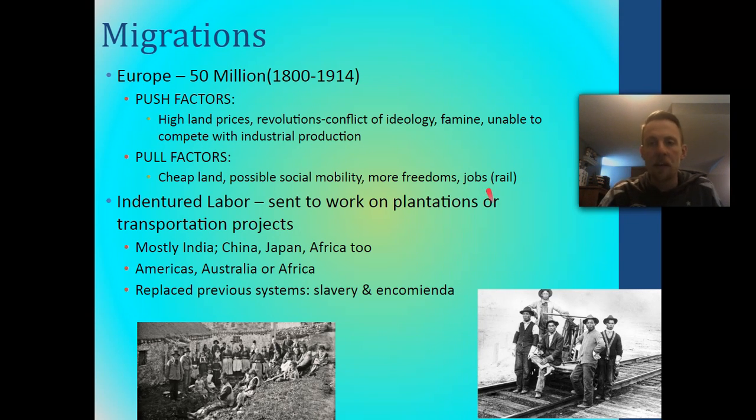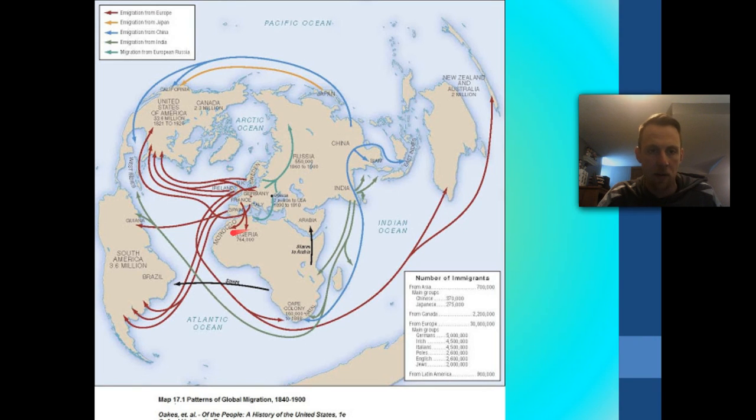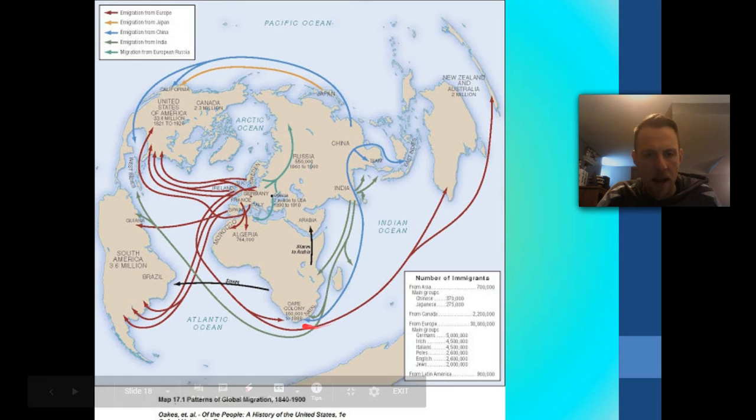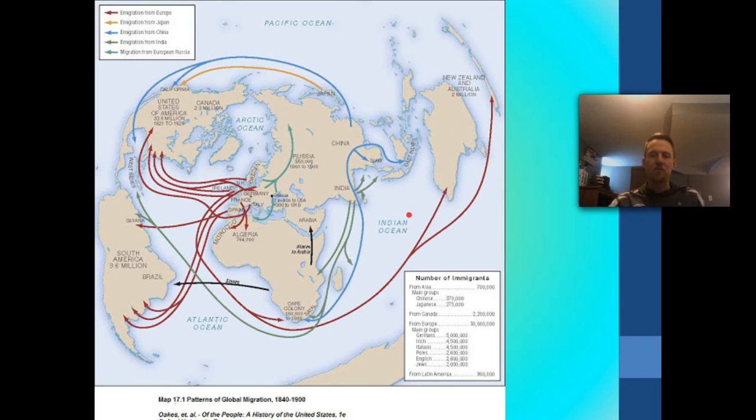global experience. And so my last slide here is just this map that kind of shows the different trends all across the globe of where people are moving. And so massive exodus out of Europe, many coming to North America, but also to South America and over to Australia. But here we see some of that indentured labor leaving from India, China, and Japan to come to places like Africa, the Americas, and Australia.